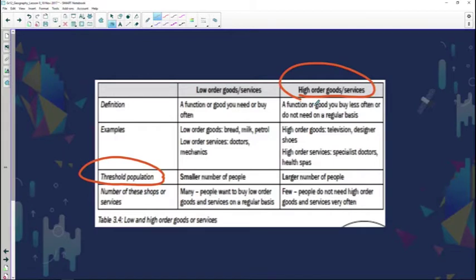But if you look at the threshold population for higher order goods, let's use the Ferrari again. You need a larger number of people because not many people can afford a Ferrari. The same with the neurosurgeon. Not many people need a neurosurgeon, so you need a larger number of people. So in theory, you can open your Spar or your Checkers in small towns, but you can't practice neurosurgery in small towns. You need a bigger threshold population. You need more people, and people are willing to travel further for this type of service.